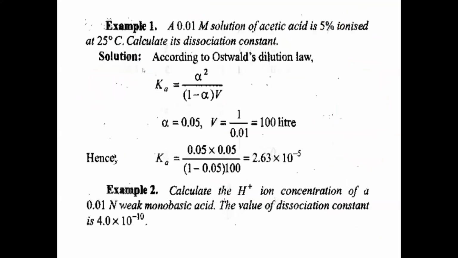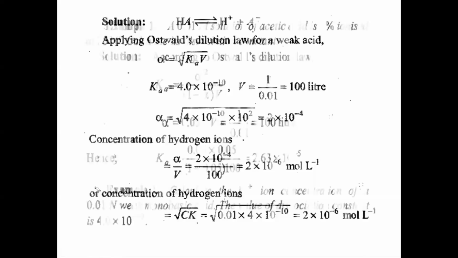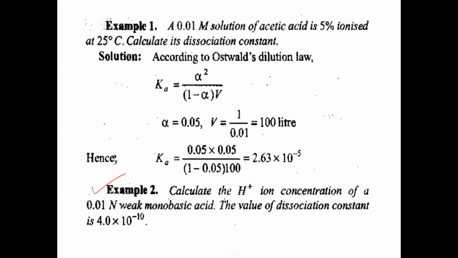Next one. Here example 2 is there. Calculate the H plus ion concentration of a 0.01 normal weak monobasic acid. What is the concentration given here? Normality is given.